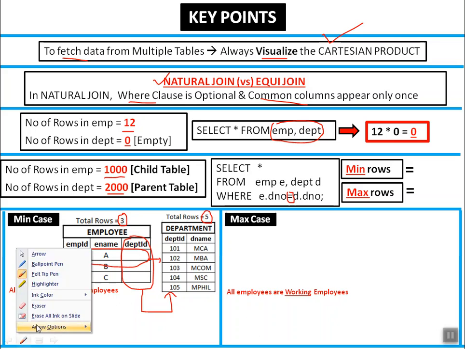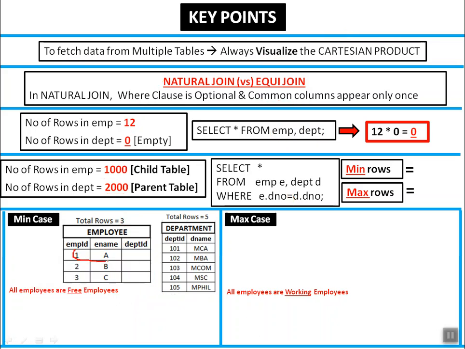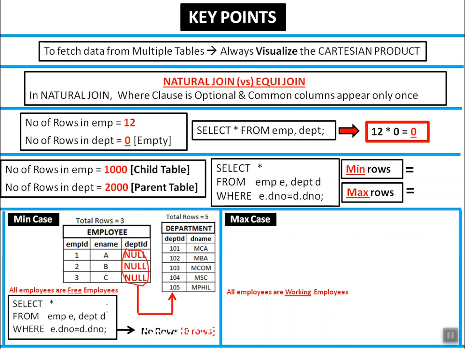all rows of, one second guys, let me erase this. In Cartesian product, this row will join with all rows of the department table. Now what is the condition you have to verify? E.d number is equal to D.d number. As there is no d number, so you are not a working employee, so you will never be selected. Similarly, here also you will never be selected. Here never be selected. By default, a foreign key column accepts null values. If all are free employees, then the end result will be 0 rows.